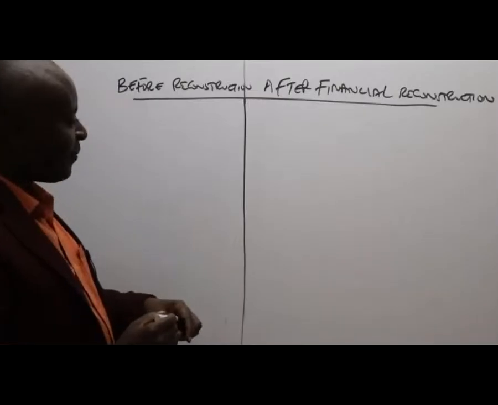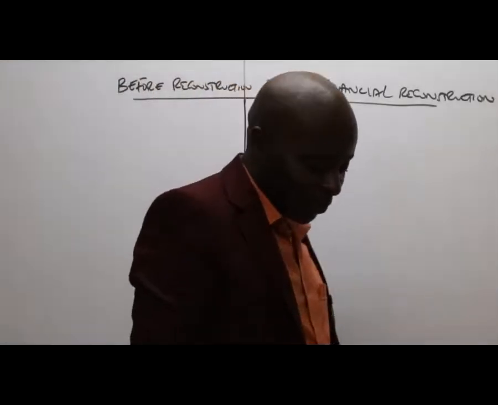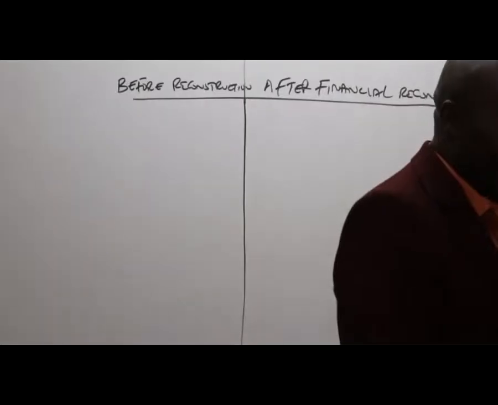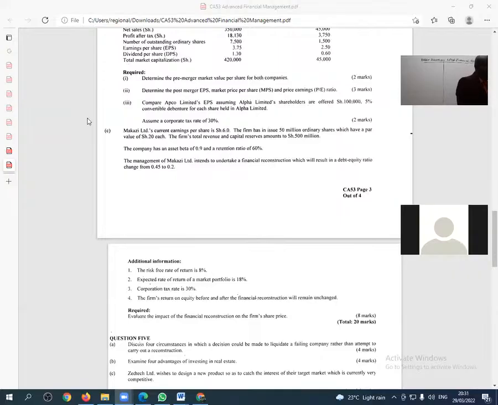Great. Now, ladies and gentlemen, listen to me very well. This is quite a straightforward question. I'll end up getting all the marks without struggling at all. So what have they told us here? They've told us Makazi Limited's current EPS is 6. The firm has in issue 50 ordinary shares, which have a par value of 20 each. The firm's total revenue and the capital reserves amount to 500 million. The company has a beta asset of 0.9 and a retention ratio of 60%.